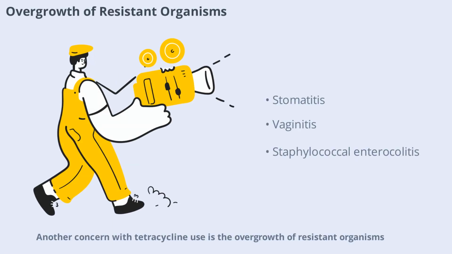Another concern with tetracycline use is the overgrowth of resistant organisms. This can lead to conditions such as stomatitis, vaginitis, and staphylococcal enterocolitis. These secondary infections may require additional treatment and highlight the importance of antibiotic stewardship.